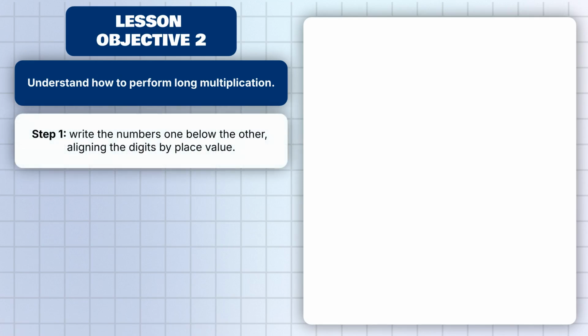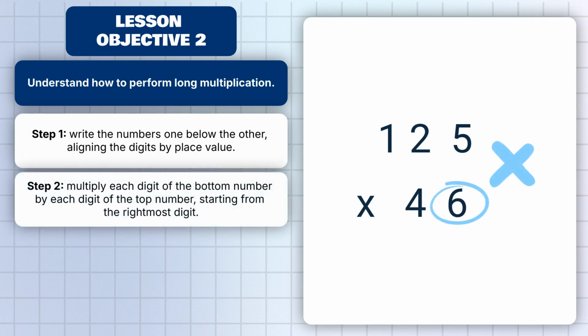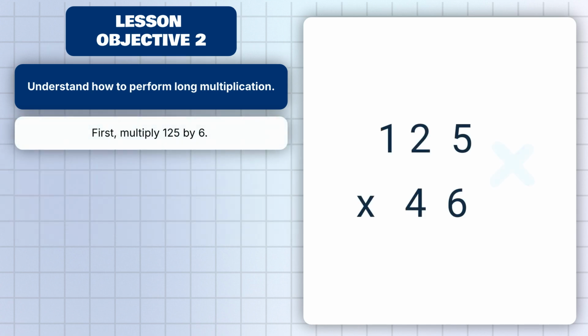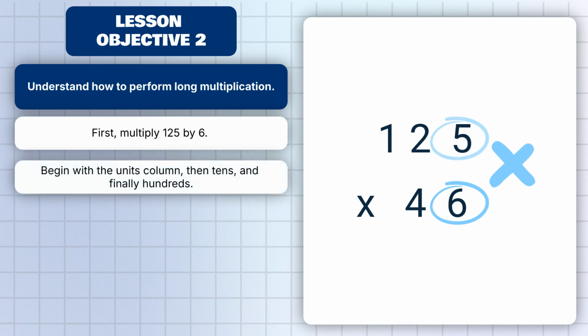Step 1 is to write the numbers one below the other, aligning the digits by place value. Step 2 is to multiply each digit of the bottom number by each digit of the top number, starting from the rightmost digit. First, multiply 125 by 6, the units place of 46. To perform this multiplication, we begin with the units column of 125 first, then the tens, and finally the hundreds.